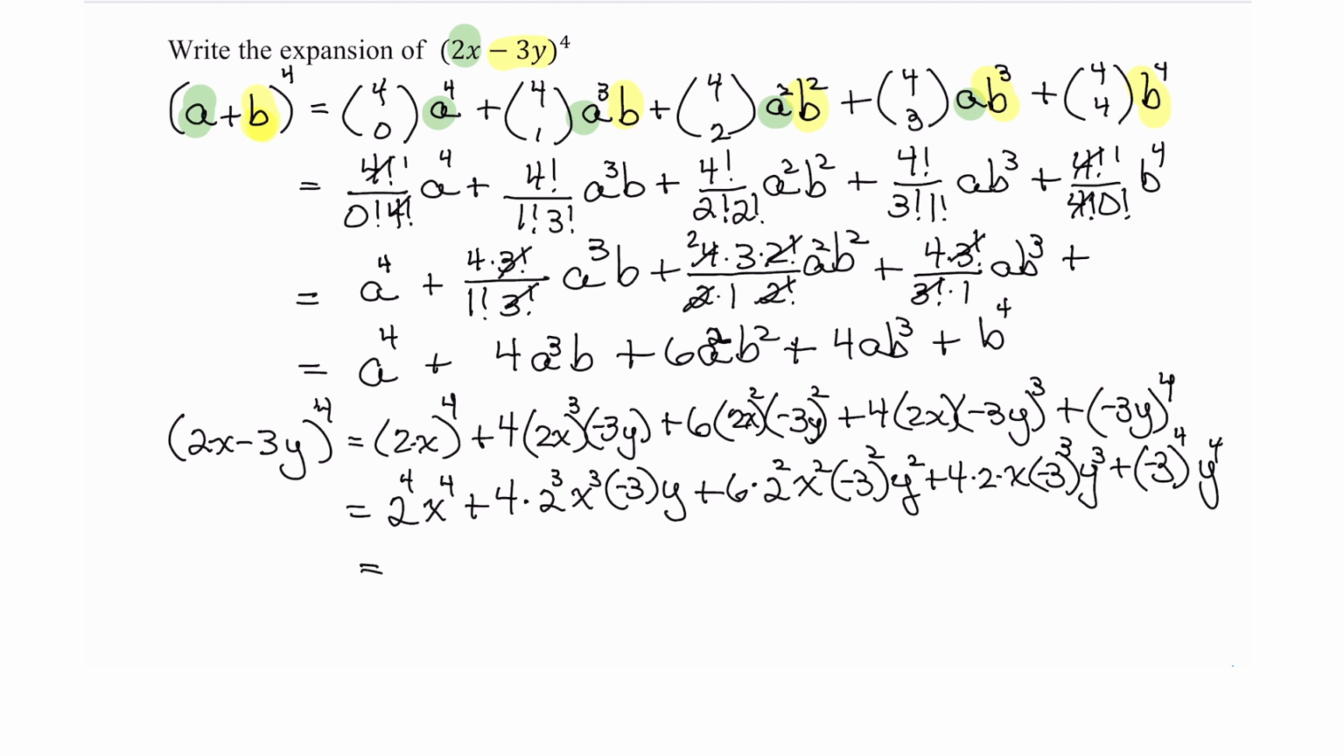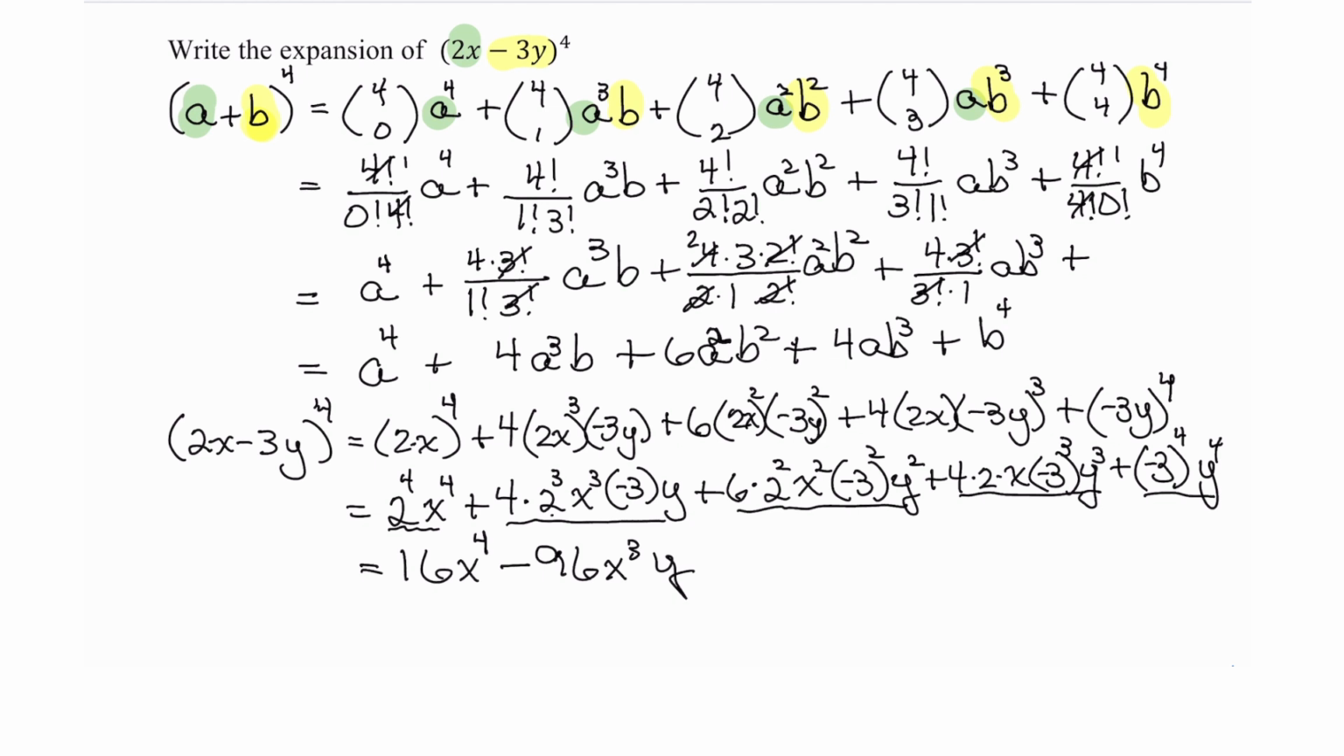Now you can rearrange the factors within the terms, so kind of look for your terms as you go so that you can see where your simplifications can be. So 2 to the fourth is 16, so I have 16x to the fourth in my first term. Now in my second term, I have 2 to the third power is 8. So I have 4 times 8 times negative 3. So that gives me a negative 96 x to the third y.